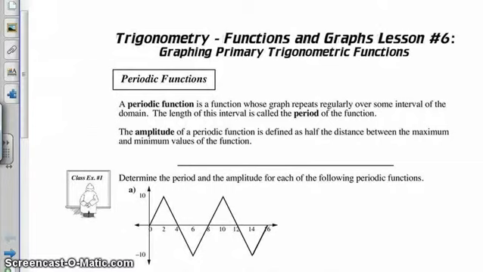Lesson 6 is about graphing trig functions, y equals sine, cosine, and tangent. So the first thing we need to understand is the definition of periodic functions. A periodic function is a function whose graph repeats regularly over some interval in the domain. The length of that repetition is called the period.